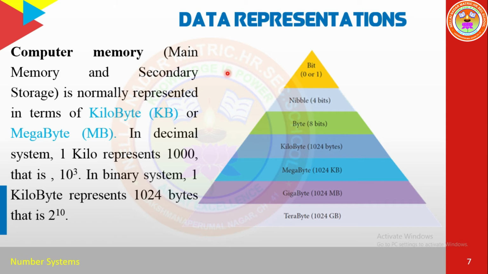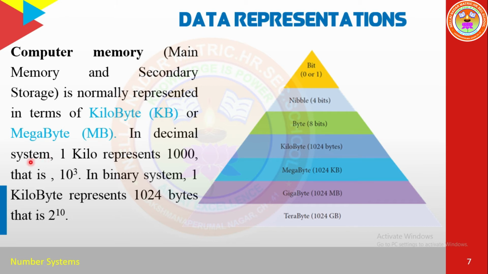It is generally represented in terms of kilobyte or megabyte. Why? Because we already discussed the smallest individual memory part in the computer, which is called a bit. Then 8 bits is equal to 1 byte. So if you are feeding or storing any data, the normal representation of data is in kilobytes or megabytes, like that.